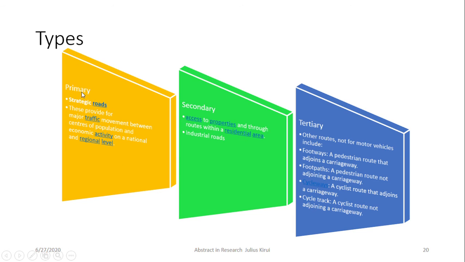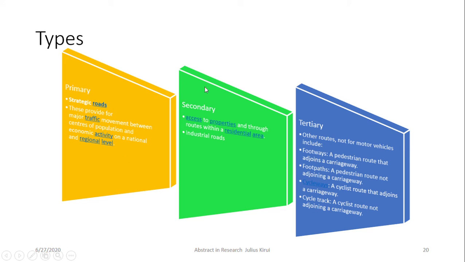We have primary, which is actually a strategic road, which has the capacity. This provides for major traffic movement between centers of population and economic activity on a national, regional, and even international perspective. So when you talk about primary road, it is a key road, it is a strategic road.